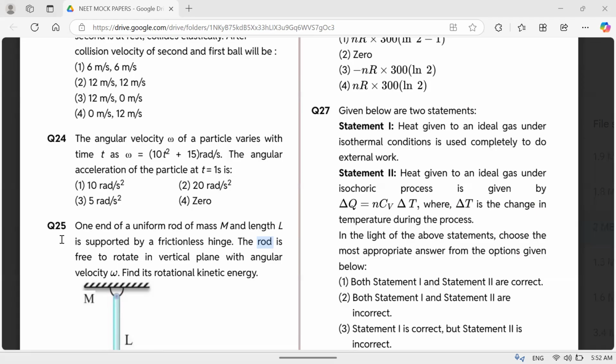For isothermal, internal energy change will be equal to how much? 0. Isn't it? That means delta Q will be equal to work done. Whereas for the second one, isochoric process, Cv is given. If I apply the first law of thermodynamics, dQ is equal to dU plus dW, isn't it? For isochoric process, work done will be equal to how much? 0. So dQ will be equal to dU. dU is equal to n Cv delta T. So this is also correct. What is the option I can say? Both statements 1 and 2 are correct. Done. Got it?